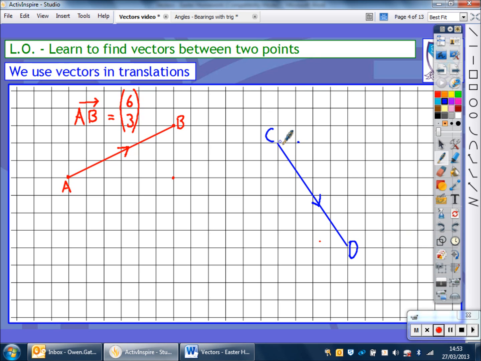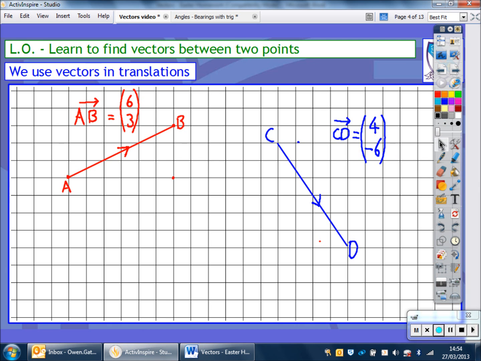So one more time, 1, 2, 3, 4 to the right. So 4 to the right, 4 in the x direction, so we write a 4 down here. And 1, 2, 3, 4, 5, 6 down. And because it's down, it's negative, because down is the negative y direction. Okay, so there we've got two vectors, and we can see which direction they're going in, and we know what size they are. And we can write those vectors down using the numbers in brackets like I've shown.